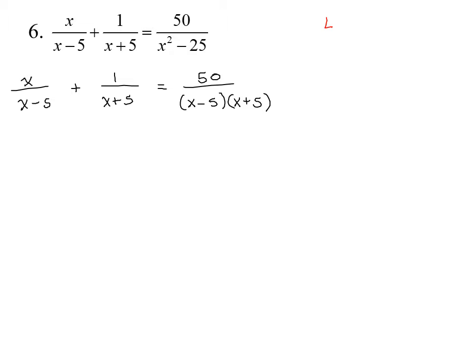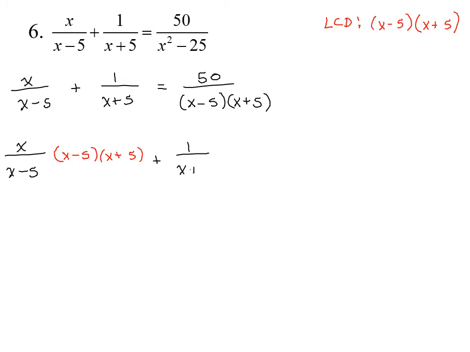So our common denominator on here is just like the last 2 that we did. You'll have an x minus 5, because that's on 2 fractions, and you'll have an x plus 5, because that is also on 2 different fractions, both to the first power. So I'll have x over x minus 5, which will get multiplied times x minus 5 and x plus 5, plus 1 over x plus 5 times x minus 5 and x plus 5. And that will be equal to 50 over x minus 5 and x plus 5 times x minus 5 and x plus 5.